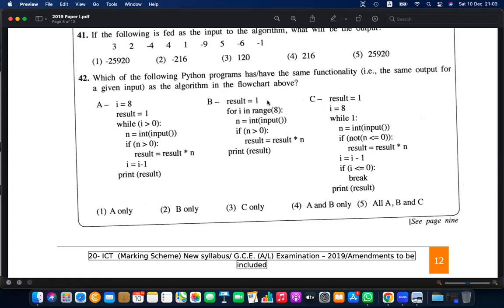And then B, result is equal to 1, that is also okay. For I in range 8 means it's running 8 times. No doubt it's running 8 times, and you are checking whether the input is a positive integer, and if so multiplying. Yes, B is of course correct without any error. Starting from 8, while I is 1 means it is running infinitely.